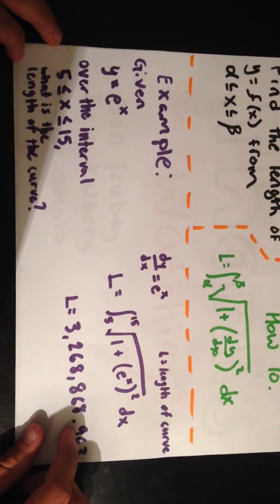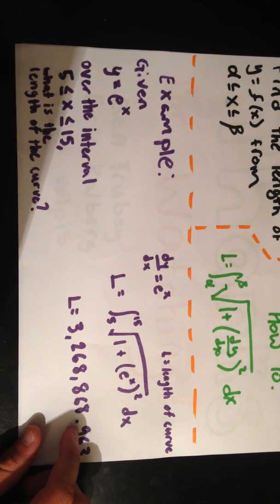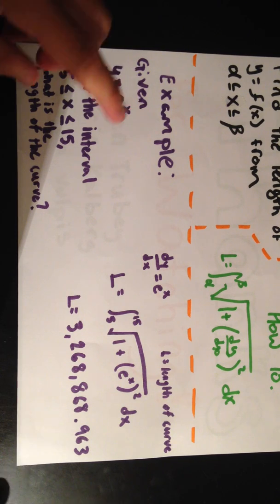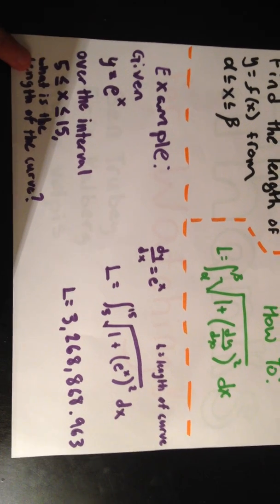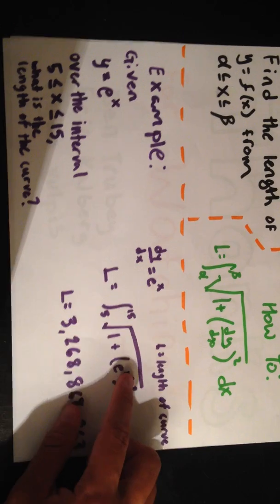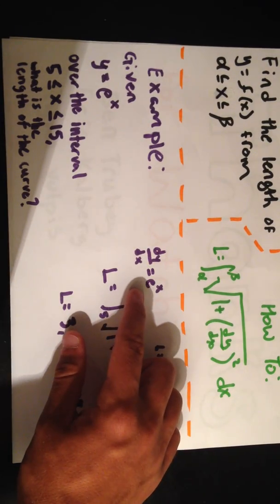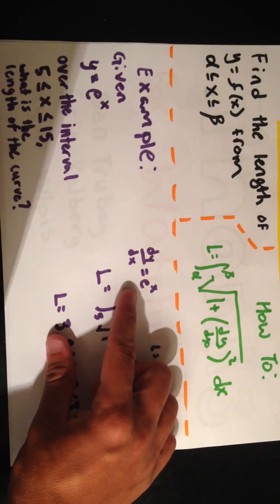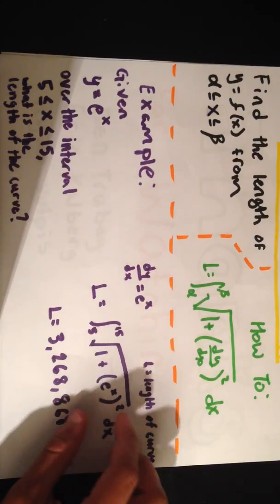Given that y = e^x over the interval of 5 ≤ x ≤ 15, what is the length of the curve? So, like the other ones, we start out by finding the derivative, dy/dx, equals, and since it's e^x, it's the same, so it's e^x.